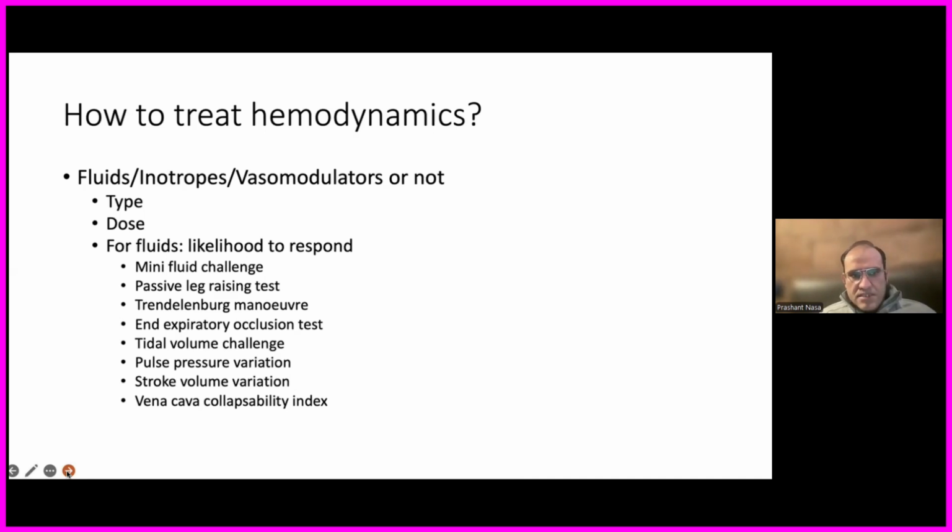What type of fluids, what dose of fluids, or inotropes or vasodilators or vasomodulators should we use? What type of different tests should we be using: a mini fluid challenge, passive leg raising, a Trendelenburg maneuver, or even a tidal volume challenge or end-expiratory occlusion? So there are different types of hemodynamic tools we have, and integrating these into patient management by using the right type and right amount of fluid is a daily thing.